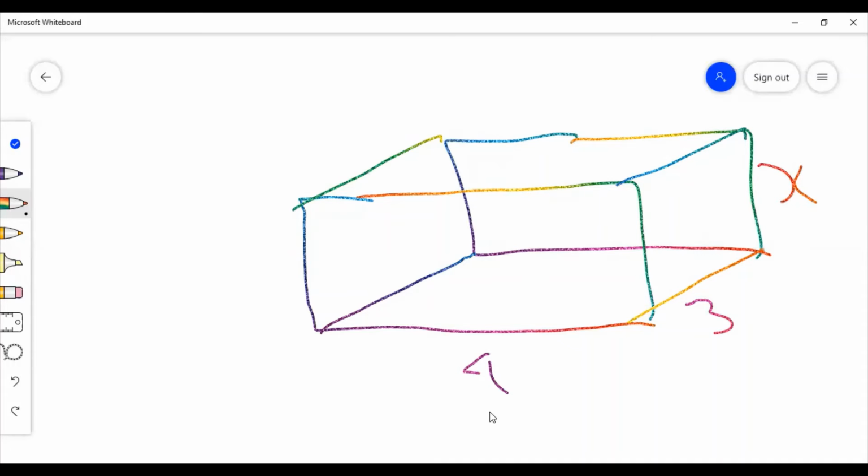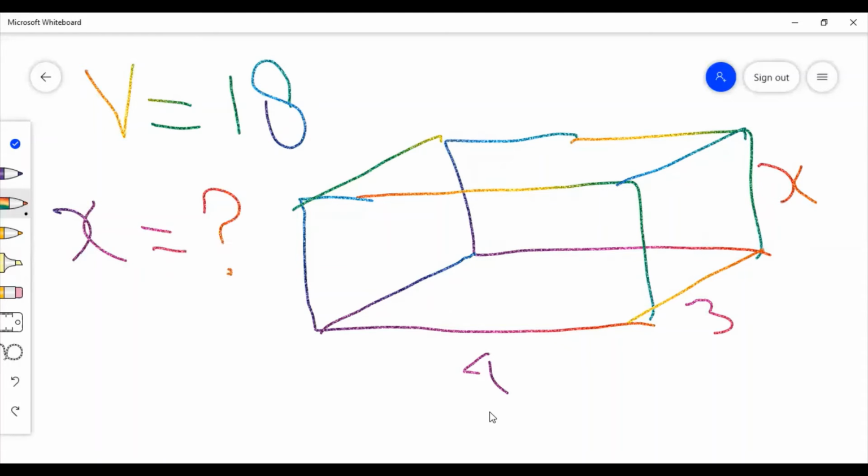The volume is 18 units. What I mean to say is, if the volume is 18, what is x? Very simple answer. Wait, just making sure: is that 4 times 3? This is 4, the length is 4.